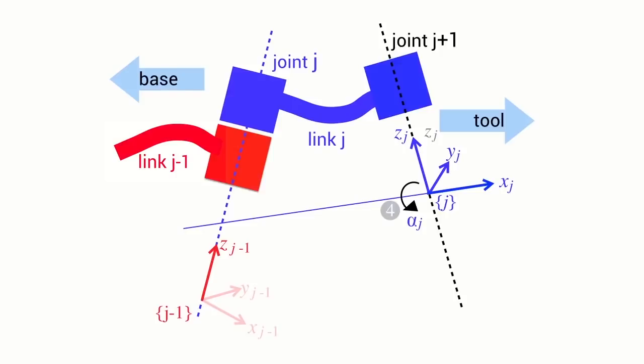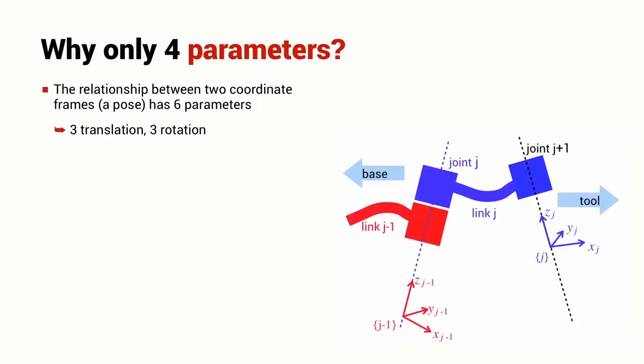Now you're probably asking, how can we do this using only 4 parameters? Because a pose has got 2 components. It's got a translational component, which we describe by 3 numbers, and it has a rotation, which we describe by 3 numbers, for example, roll pitch yaw angles or Euler angles. How do we do it with just 4 numbers?